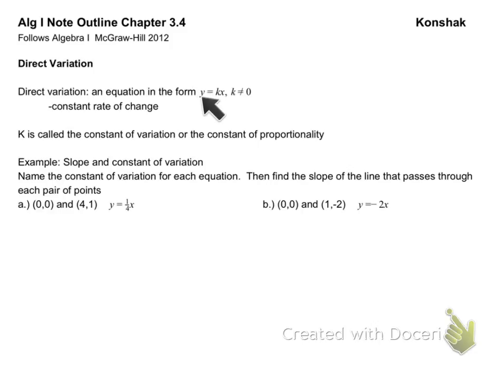The really cool thing about it is k cannot equal 0, because if k equals 0, that'd be 0 times x, and anything times 0 is 0. You would never have anything more than just 0 for an answer. So we can't let k equal 0. That doesn't work. So it can be anything but 0. We call that a constant rate of change. It's a constant rate of change for all direct variation equations.